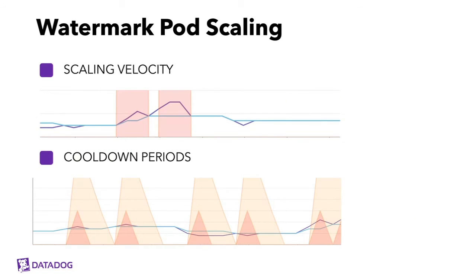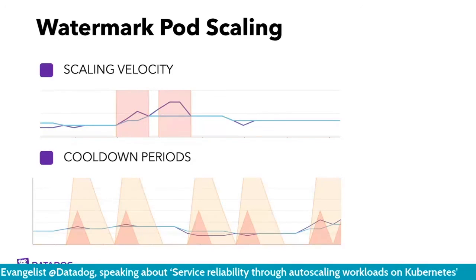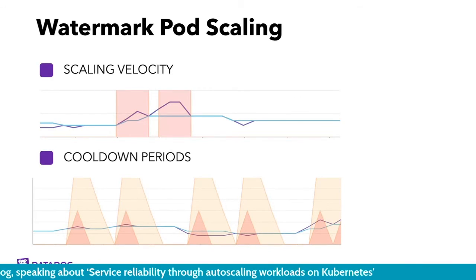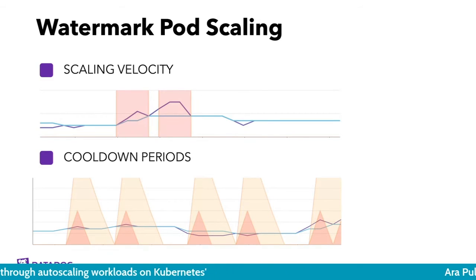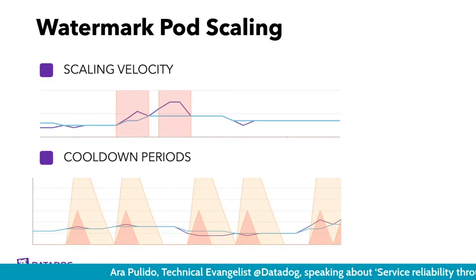It has some other features like scaling velocity. You can say how fast you want that scaling to happen, how many replicas at a time you want to scale up or down, and also cooldown periods, like how long you want to wait in between scaling events, so you leave enough time for your service to stabilize after that scaling event.